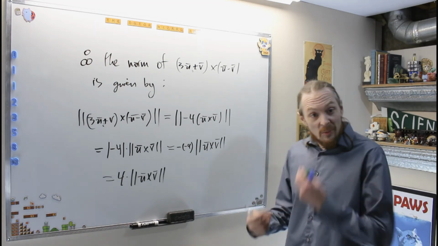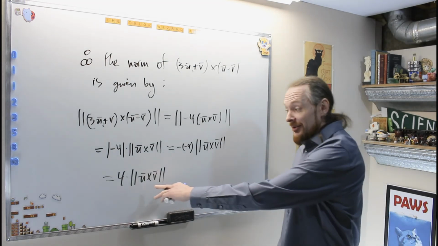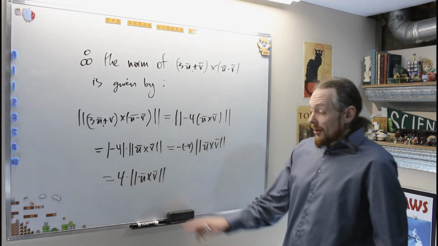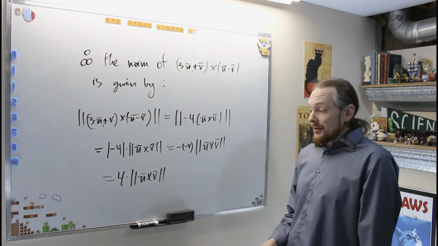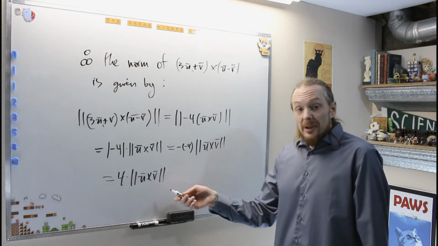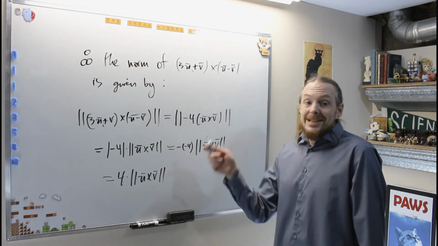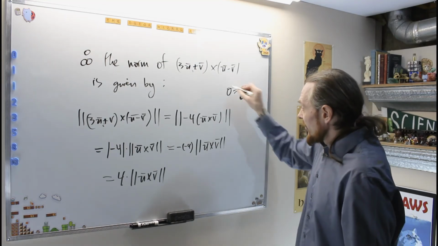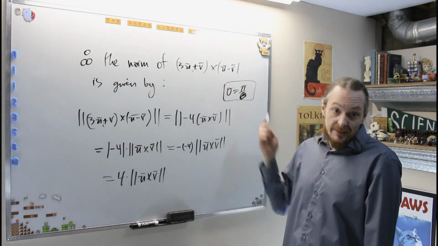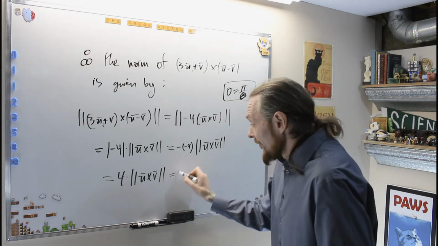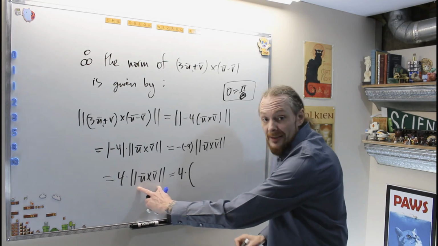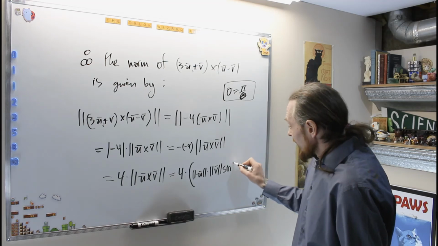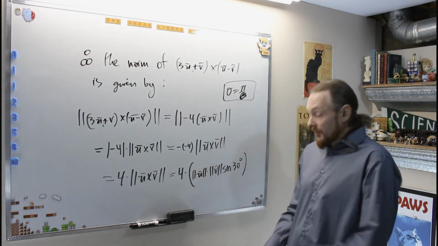Now that I've simplified and used norm properties, I'm finally going to use the link between the norm of u cross v and the norm of the two original vectors. The norm of a cross product is equal to the norm of u times the norm of v times sine of the angle between them. That's why they gave us theta is pi over 6, or 30 degrees, at the beginning. So the norm of u cross v is the norm of u times the norm of v times sine of 30 degrees, or pi over 6 radians. That's where we use it finally.